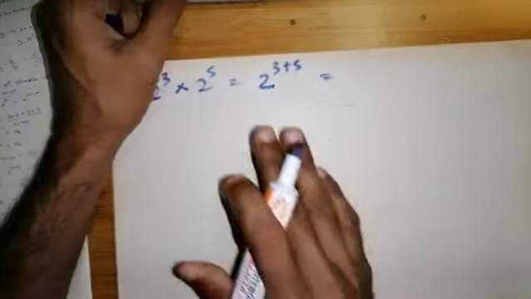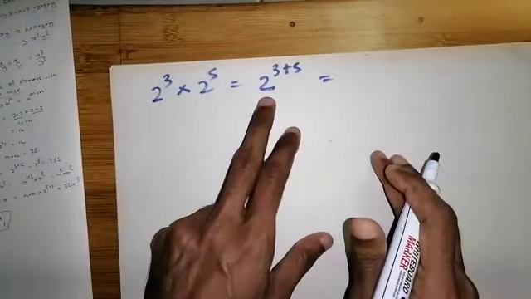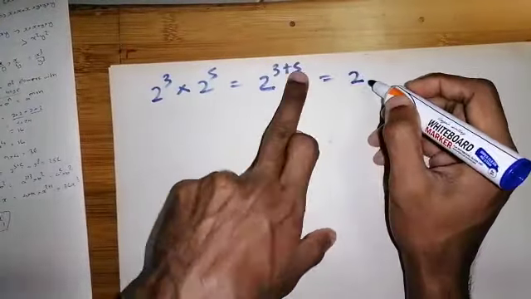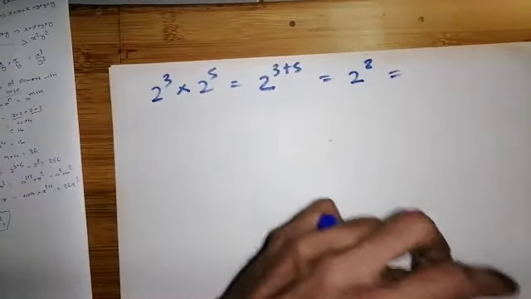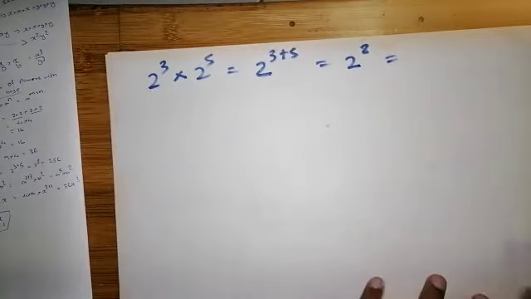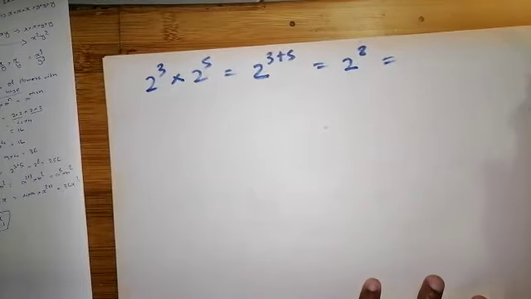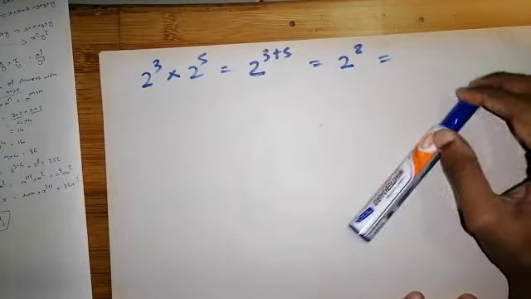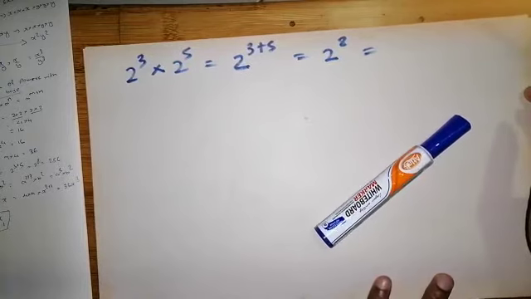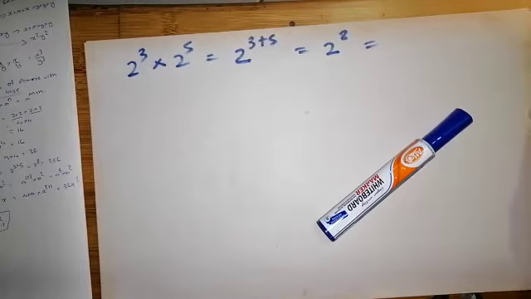Then after that we have the calculations. So 2 to the power 3 plus 5, that is 8. You have to do the mental maths. Don't write the expansion 2 into 2 into 2 into 2. You have to remember, like the multiplication tables, some powers in this subject.